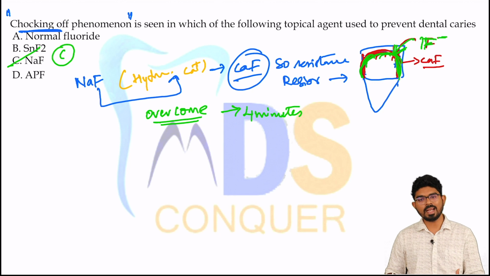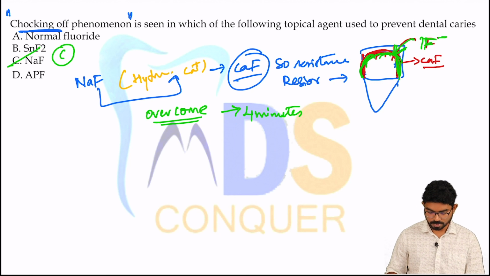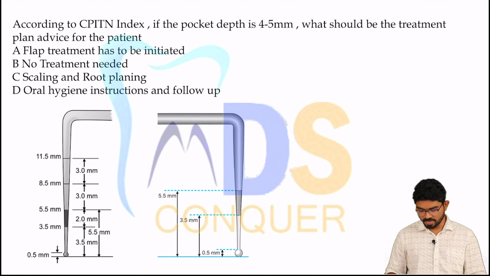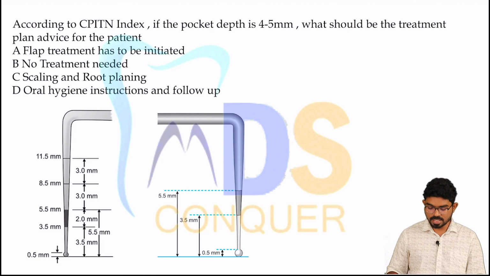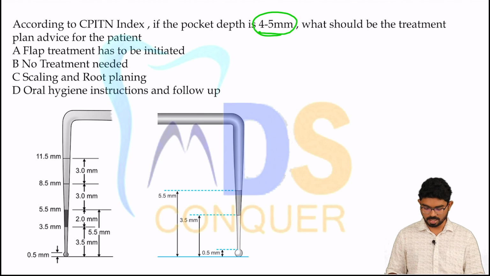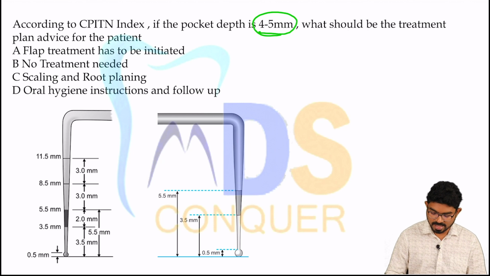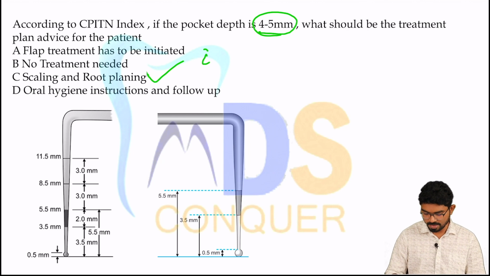And of course the second important area is it is most familiar or common with NaF. The next question, of course, a very easy question for most of the final year students, because this is one of the important exercises in your final year community examination practical. So according to the CPITN index, if the pocket is 4 to 5 millimeters, what should be the treatment done? Okay, so this is the question. The answer is scaling and root planing. The answer is C. We'll discuss.